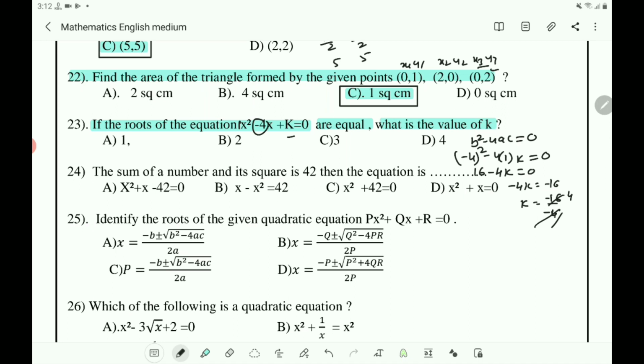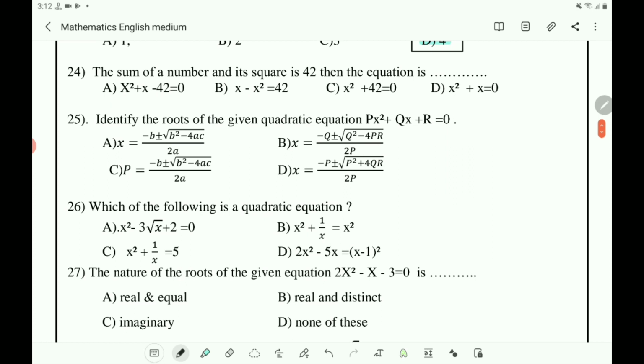k equals 4. Then what is the answer? 4 is here. So option D is the answer. Note down the answer, option D. You got k equals 4. Therefore option D is the answer.